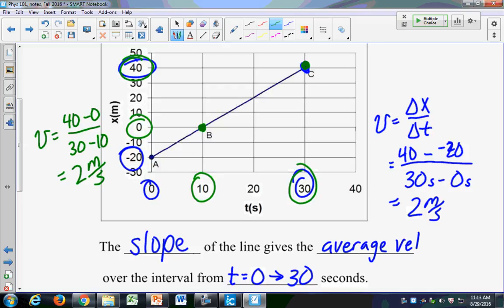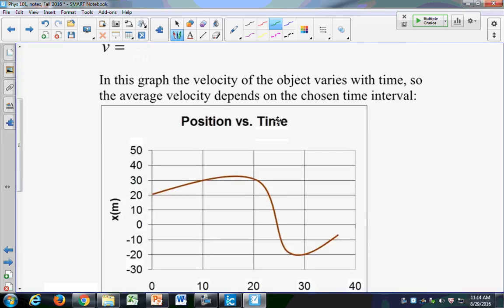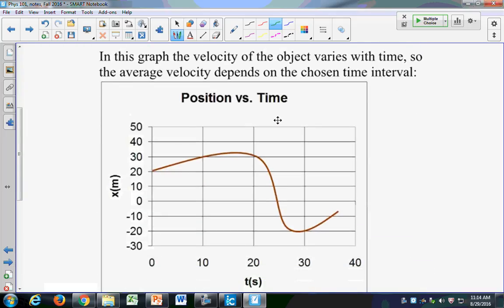But that's only because, why? Why is that true? No matter the interval I use, the average velocity will be the same, because it's linear, it's a straight line. If it was not a straight line, that means it's changing slope, then that's not going to be true. And we'll see some graphs where if they're not linear, they do change slope. All right, so like this graph, for example, here my average velocity is going to depend on the chosen time interval. I can choose different time intervals, and I'll get different average velocities.